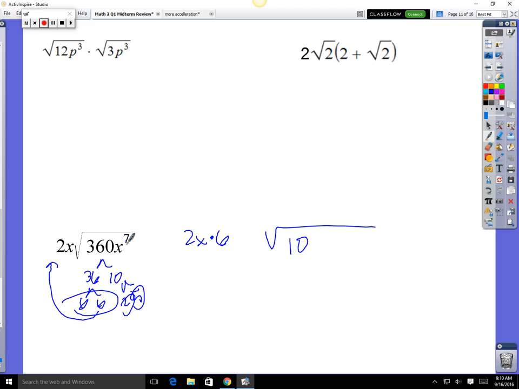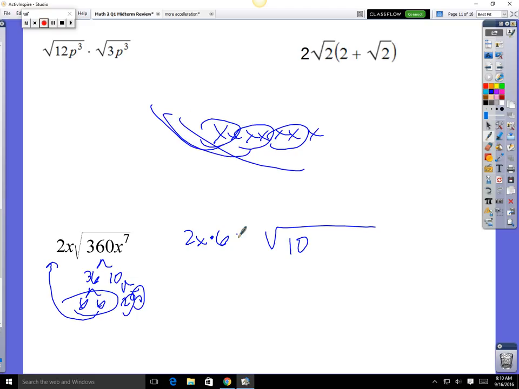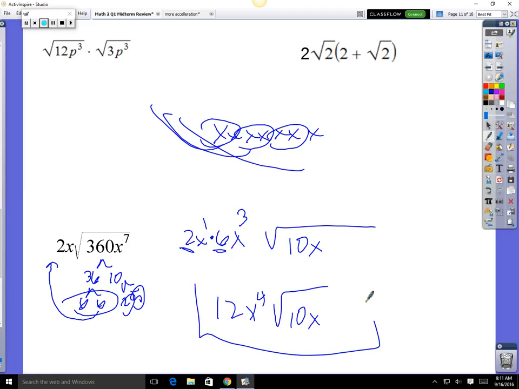Okay, now x to the 7. That is x, x, x, x, x, x, x. There are 3 squares. 1 square, 1 square, 1 square. So you're going to take 1x, 1x, 1x. You should take 3 squares out, and then that leftover stays in. So at the end of the day, 2 times the 6 is 12, and x cubed times x to the 1 is x to the 4. And you're left with 10x on the inside.